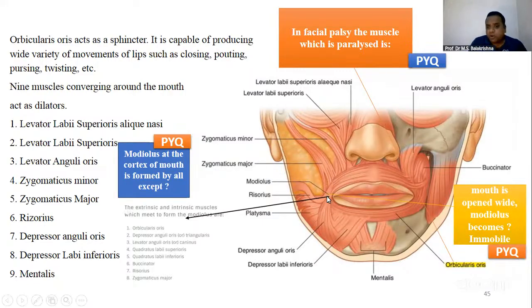Then this spot, the modiolus, is a spot where 8 muscles come and meet. They all come from different directions and meet. So they are orbicularis oris, depressor anguli oris, levator anguli oris, levator labii superioris, depressor labii inferioris, buccinator, risorius, and zygomaticus major. This is a very important MCQ also. So learn all these things in and around questions.